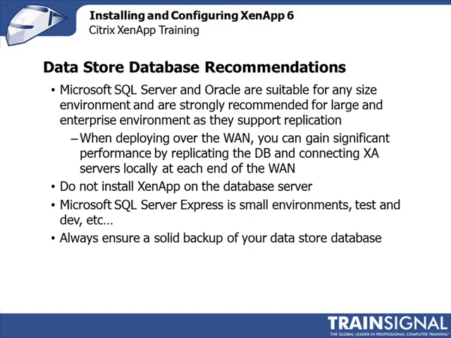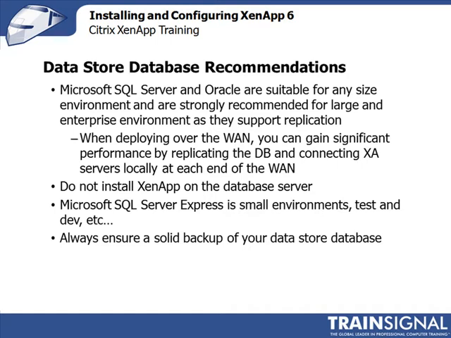And why is that? The reason is replication. So think about it this way. If you have XenApp servers in Chicago and XenApp servers in Las Vegas, and your database server is in Chicago, that means the Las Vegas servers would have to connect via ODBC over the WAN into the Chicago database server. I mean, that could cause significant performance degradation issues.